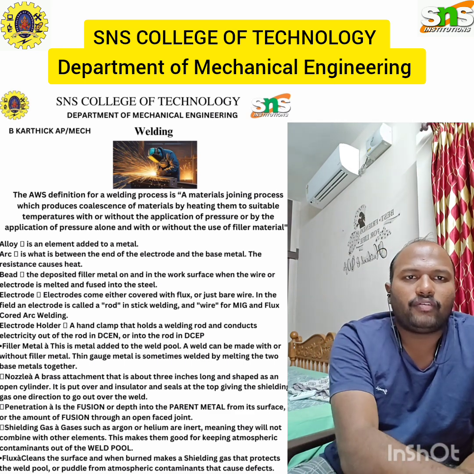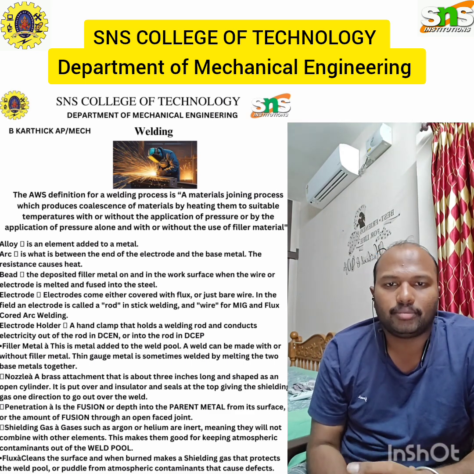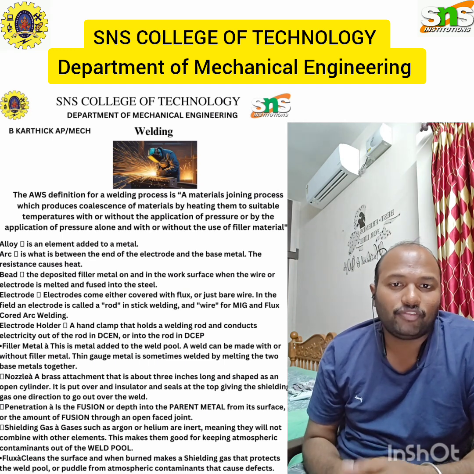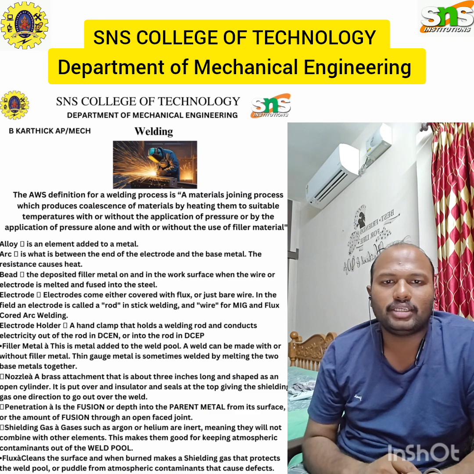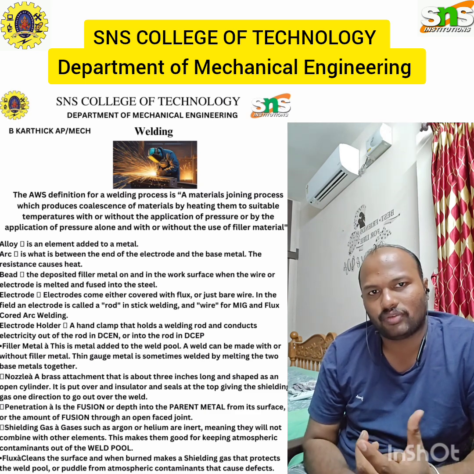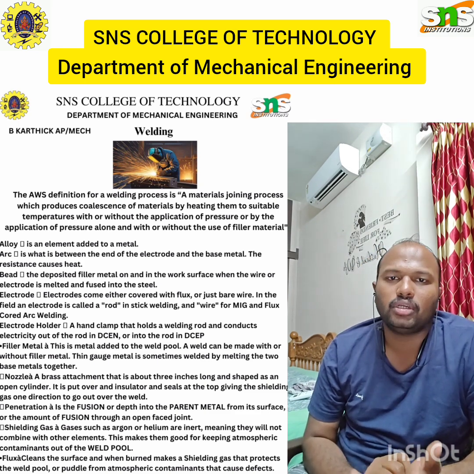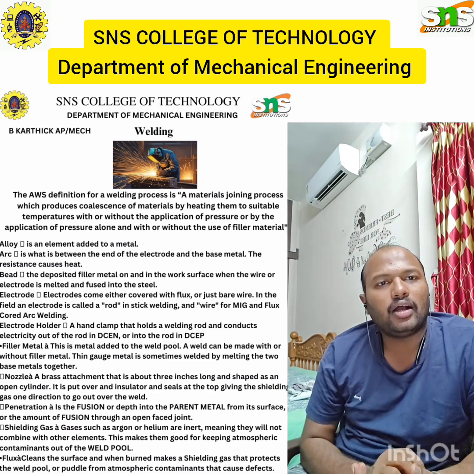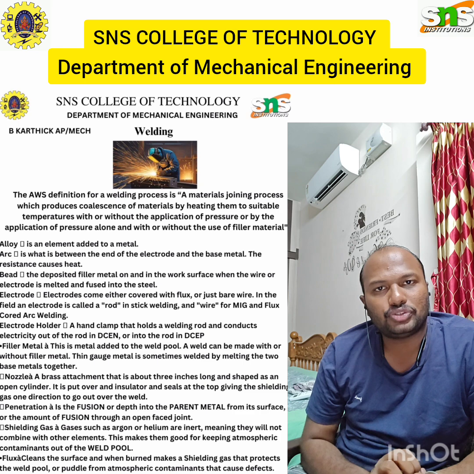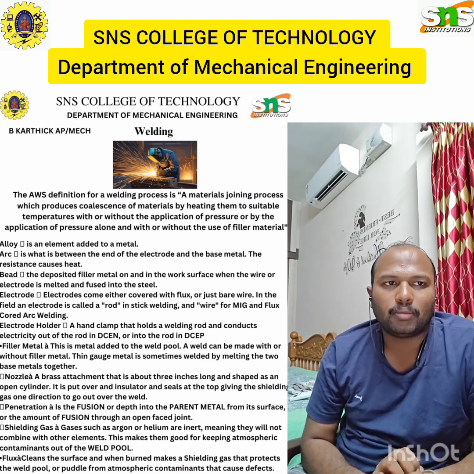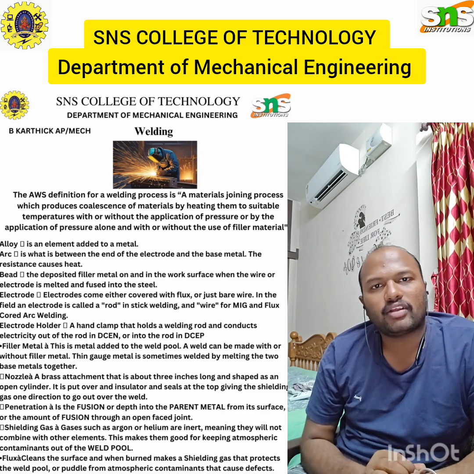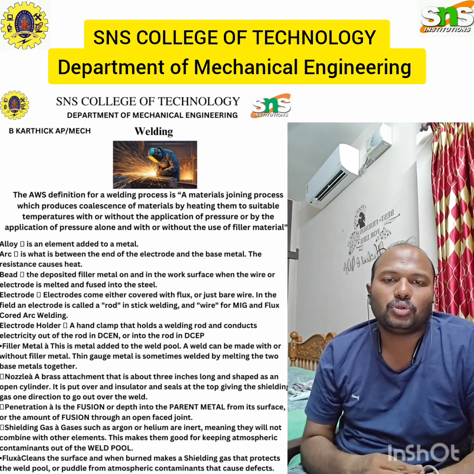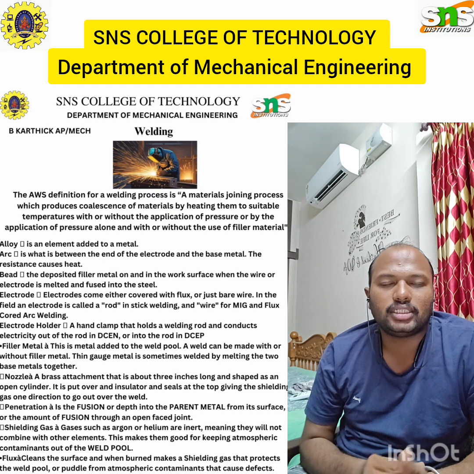The first one we will see is shielded metal arc welding. In welding, one useful thing is that if you understand the name of the welding, you can easily say something about the process or the procedure being done during welding. The first one is shielded metal arc welding, SMAW. It is also known as MMAW, manual metal arc welding, or flux shielded arc welding, or stick welding.